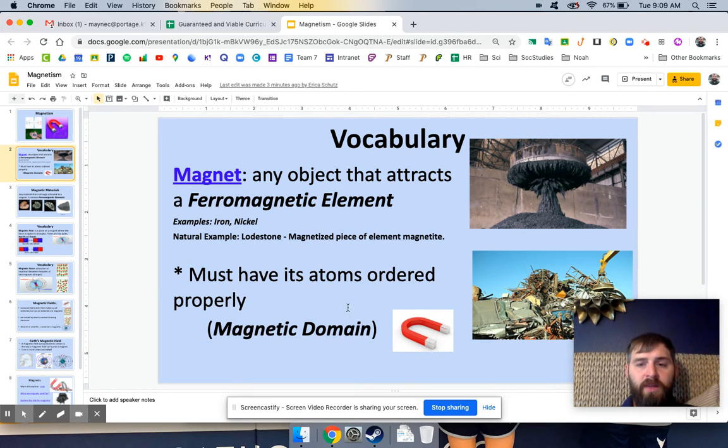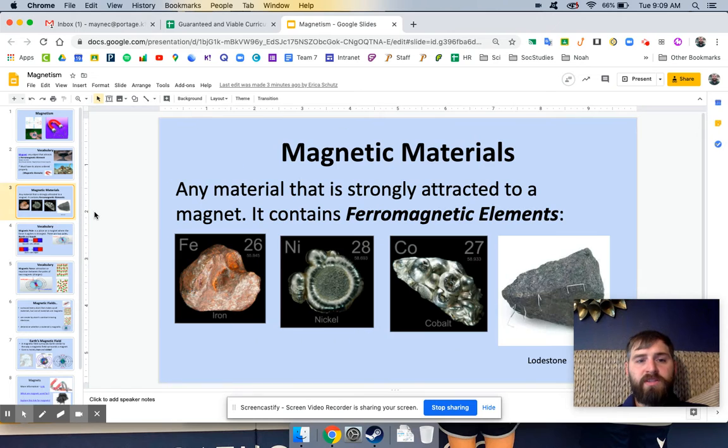Okay, and so just add to that, it must have its atoms ordered properly. And when we talk about that, it means that it has a magnetic domain. Okay, which I'll explain in a little bit more detail in a bit here. Okay, but we can use magnets from anything, from little household items to obviously much bigger things, like in these pictures here. But what are these different types of materials?